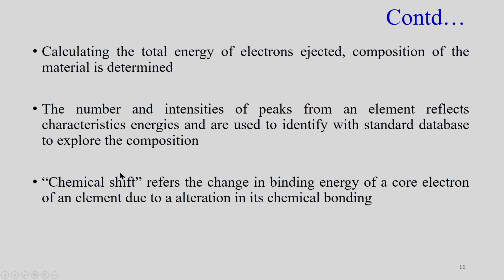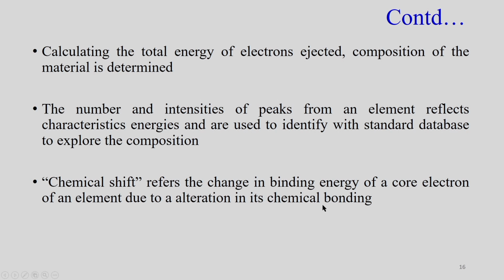So, many times in the standard database, we observe a chemical shift, and this particular chemical shift refers to the change in the binding energy of a core electron of an element due to alteration in its chemical bonding. It means an atom may have different binding energy. It depends on what types of chemical bonds it is having in a particular compound or a particular molecule.